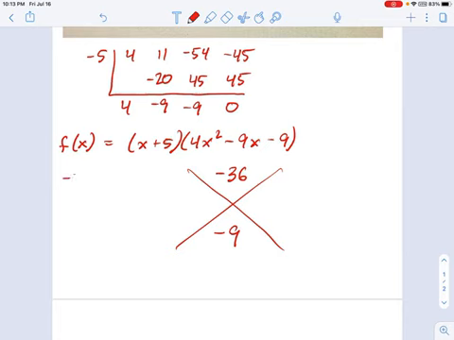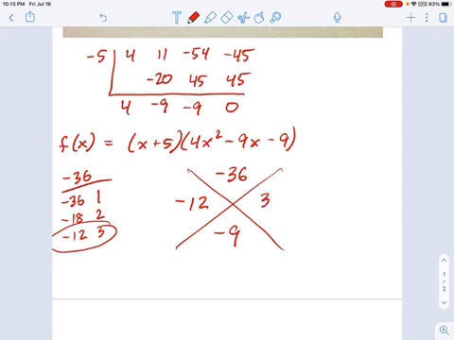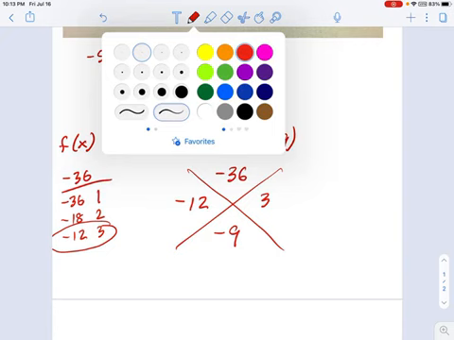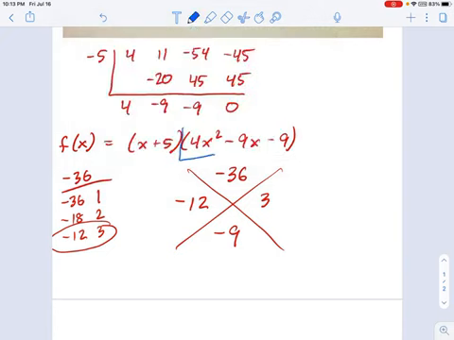So let's come over here and make a little factor tree. -36 times 1 is an option. -18 times 2 works. -12 times 3 works. And you know what? I'm not going to keep going because I just found it right there. -12 and 3. And now remember, I'm focusing on this right here. So if you see me ignoring x plus 5, we'll get to it later.